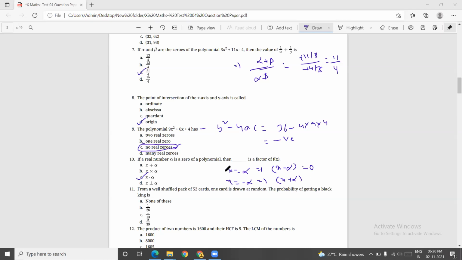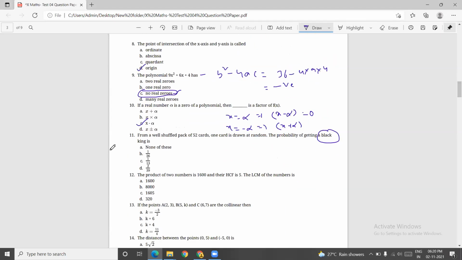Sorry, students. How many kings? How many black kings? Students, please, how many black kings? Two black kings. 2 out of 52 is 1 by 26 is the answer. Will you agree? Yes, sir.